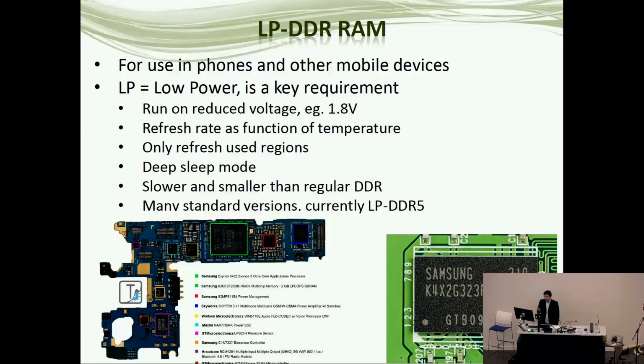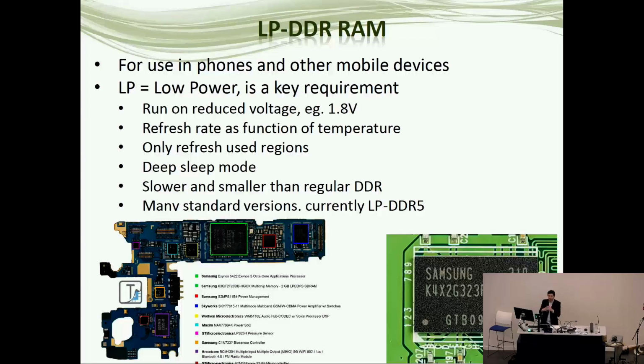So we've been seeing a lot of innovations in this space in recent years. I think we're on LPDDR5 as the latest one. As with regular DDR-RAM, it's gone through several standards. We're seeing innovations like reducing the voltage that it runs at, playing with the refresh rate. At different temperatures, you can get away with different refresh rates. And ideas like only putting power into parts of memory that are actually needed.